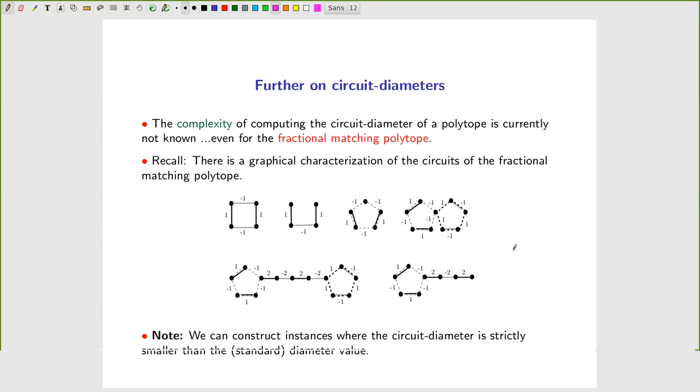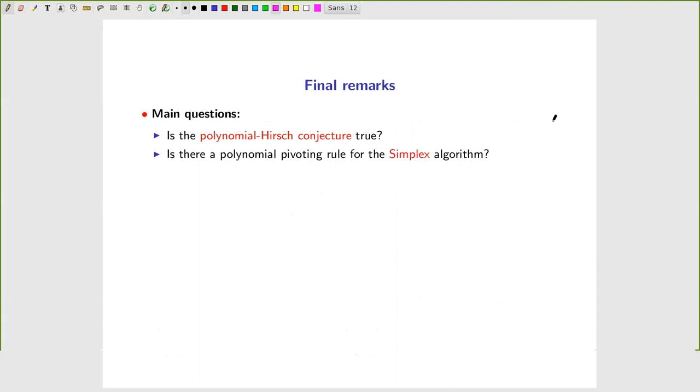On the other hand, we can construct instances where the circuit diameter is strictly smaller than the standard diameter. This is because, for example, if you have odd cycles, fractional cycles at the vertex, you can start moving along this type of direction, so you can go inside the polytope, and weird things can happen, and you can actually reduce the circuit diameter with respect to the standard diameter. So in the proof that we have seen yesterday, the lower bound does not hold anymore. Still, I'm not sure; I think something could be said here. I think the fractional matching polytope still has something to say with respect to the complexity of computing the circuit diameter of a polytope. And so again, we wrap up with some questions that we saw from yesterday.